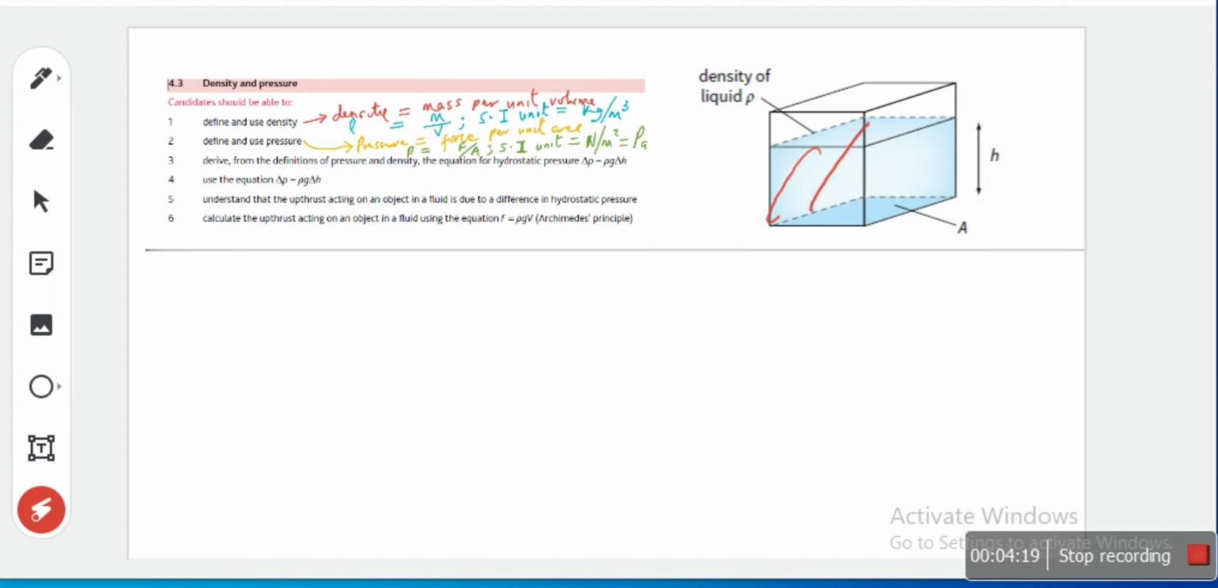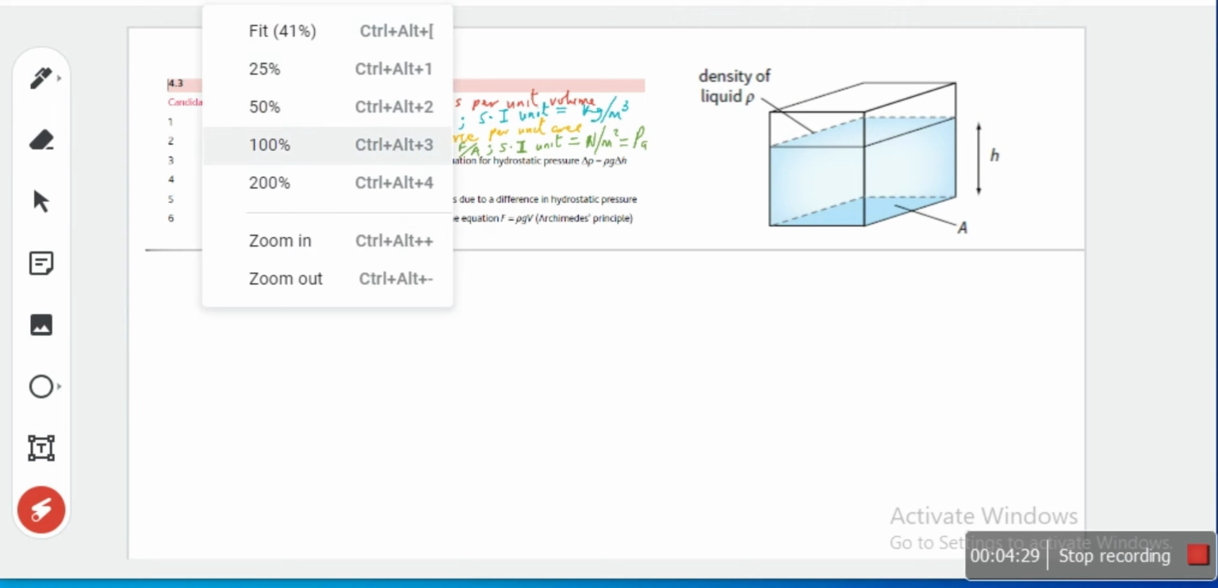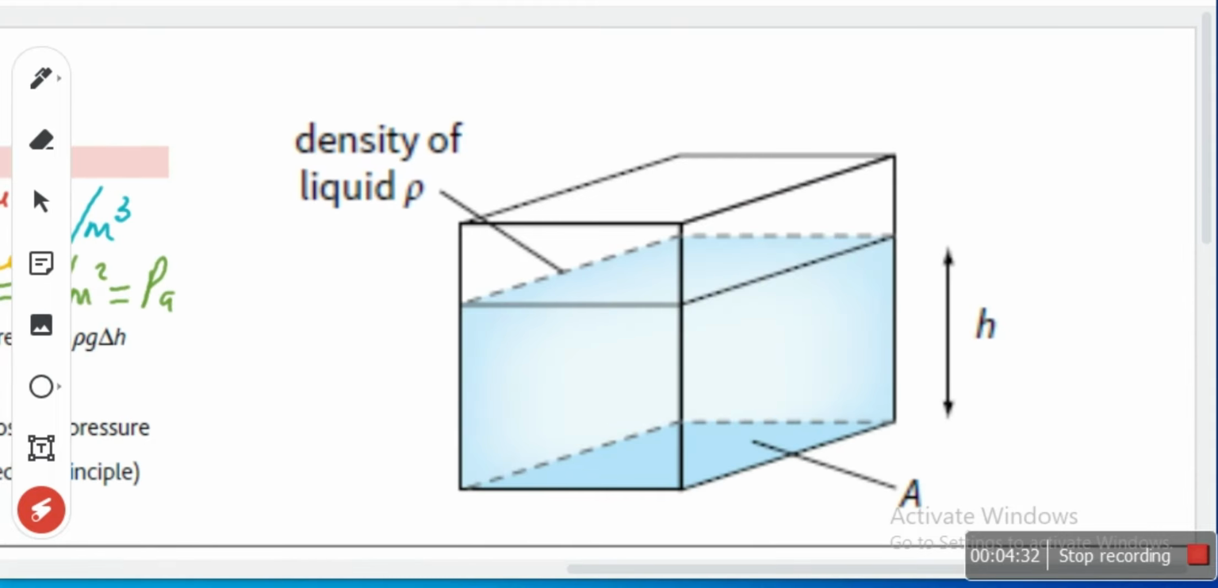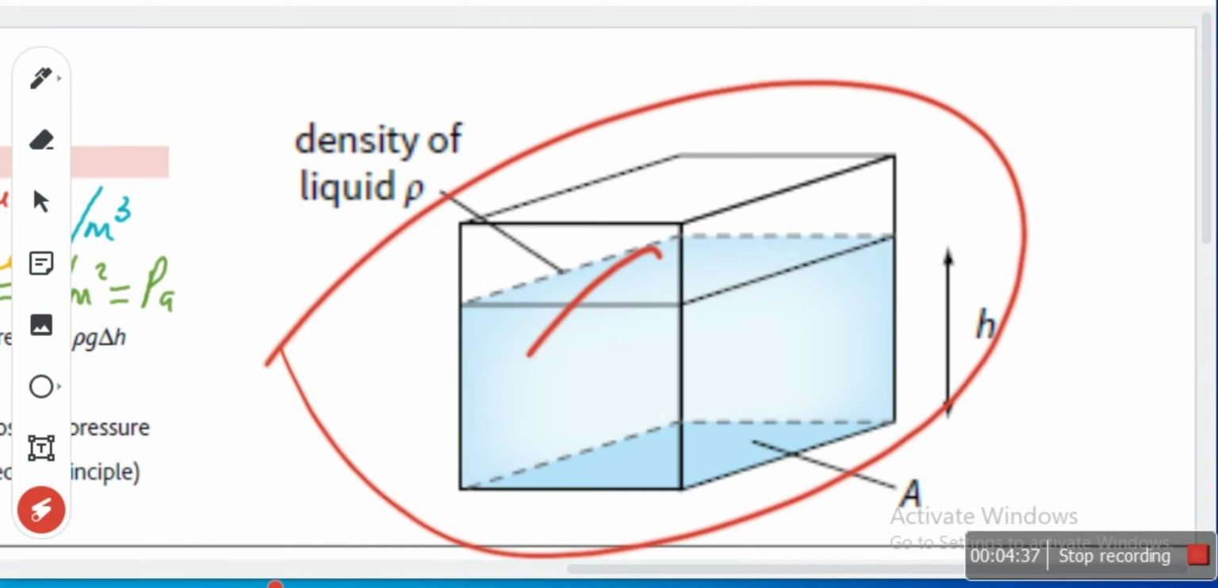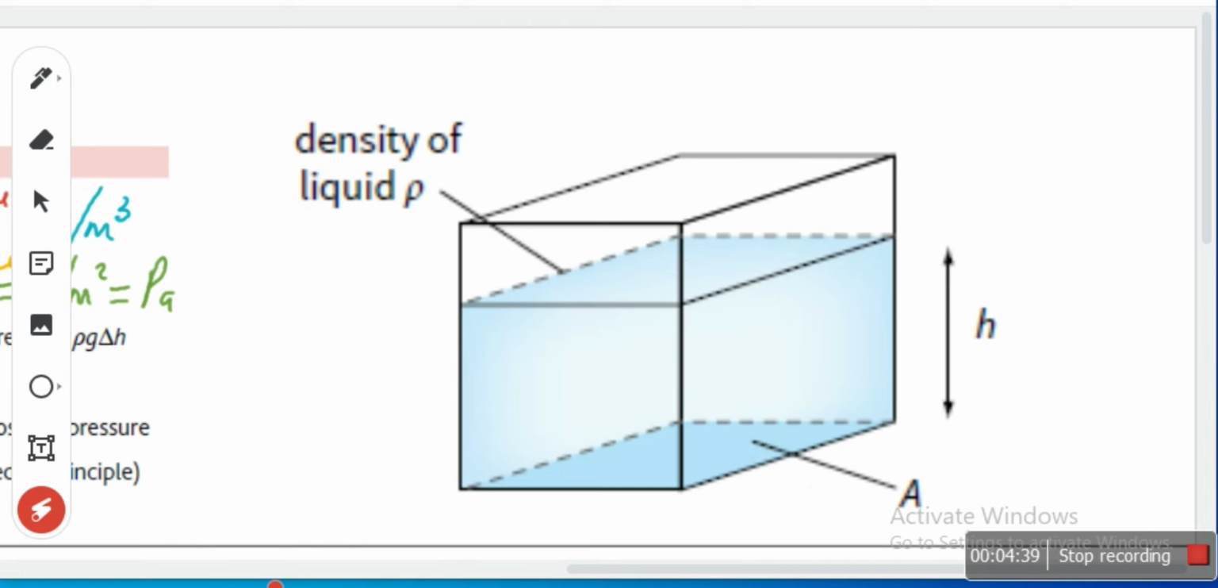Now, what is the volume of this liquid? Assuming this liquid has a density rho. Let me zoom this so that it will appear better. See the liquid, the blue coloring. It has a density rho. It's resting on this cross-sectional area A, and the height of the liquid is h. First of all, what's the volume of this liquid?